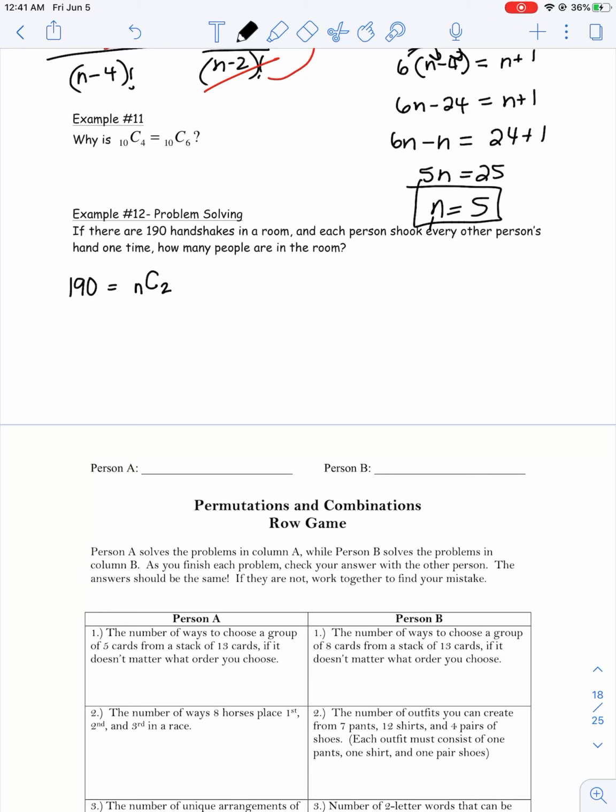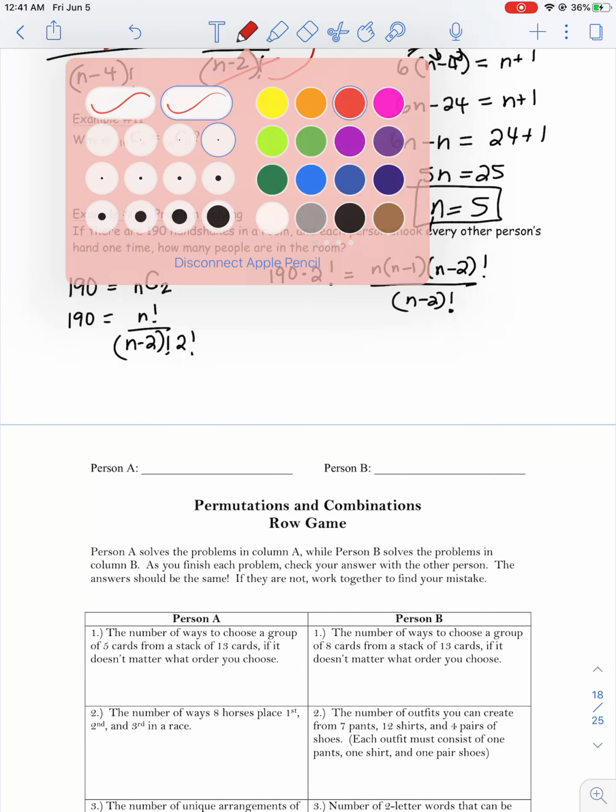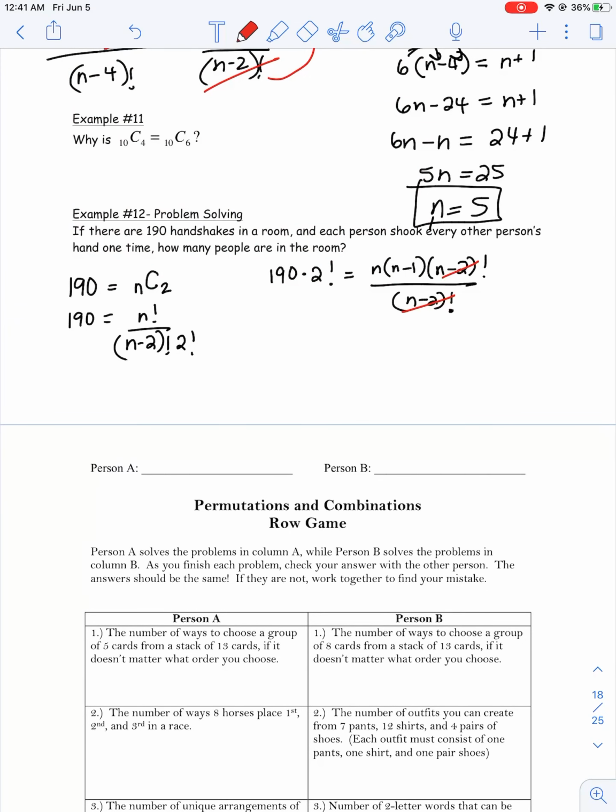So what we could do is replace our nC2 with the formula n factorial over n minus 2 factorial, 2 factorial. So the 2 factorial can multiply to the other side, so that's going to be multiplied by 2 factorial, so we're just multiplying it to the left side. And then the n can expand and keep going until we get to the bottom factor, which is n minus 2 factorial. So these guys cross each other off, and then 190 times 2 is 380.